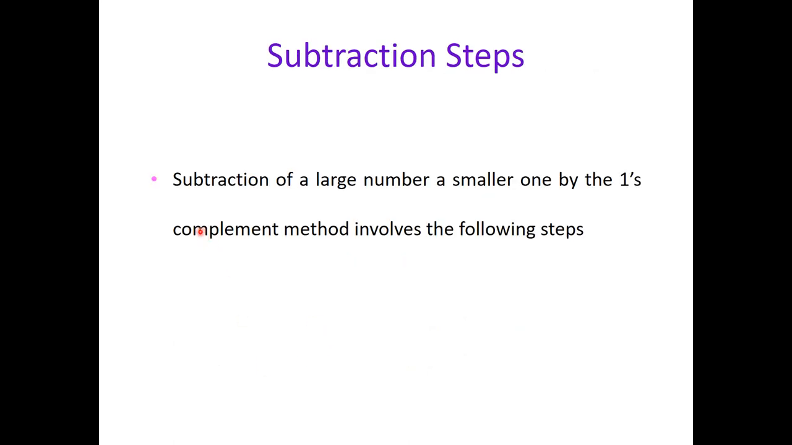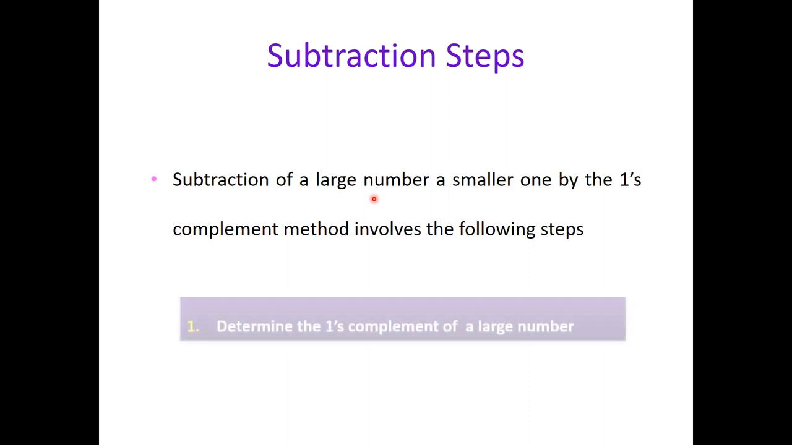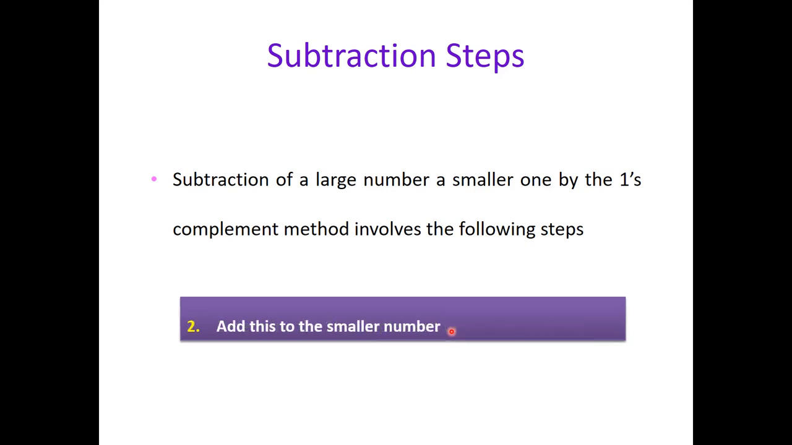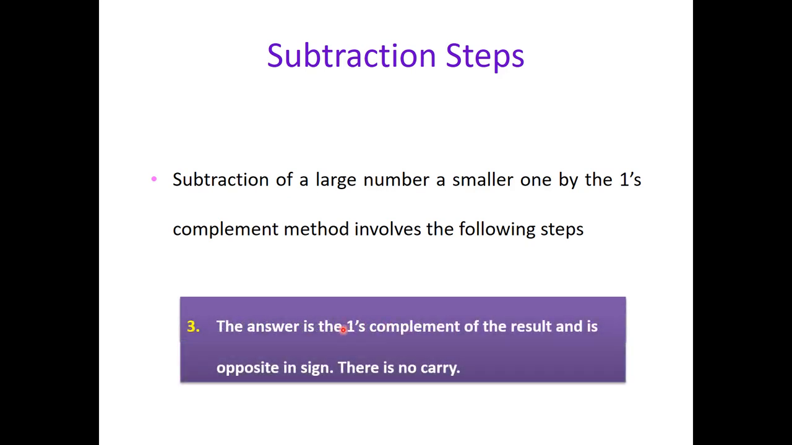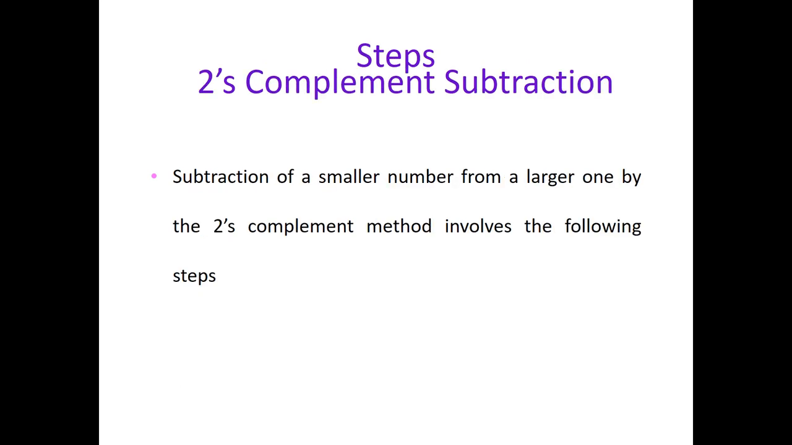So the subtraction steps, again, for subtraction of a large number from a smaller one by the ones complement method involve the following steps. This is now case 2, where a larger number is being subtracted from a smaller number. First step, same step: determine the ones complement of the larger number, because that is the second number. Then you add that to the smaller number. The answer is the ones complement of the result and is opposite in sign. There is no carry. So whatever answer you get by this is the ones complement of the result. So you need to take the ones complement again, like we did in the decimal system.